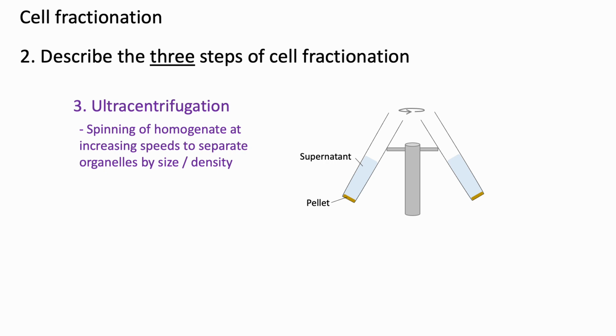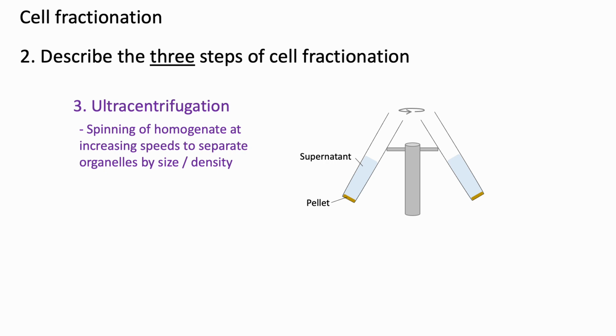So we start by pelleting the larger or heavier organelles, and then we would take the supernatant, spin that again, and then the next lightest organelle will be in the pellet, and then we can take the supernatant again and repeat that process, increasing the speed of the centrifuge each time to get the lighter organelles.